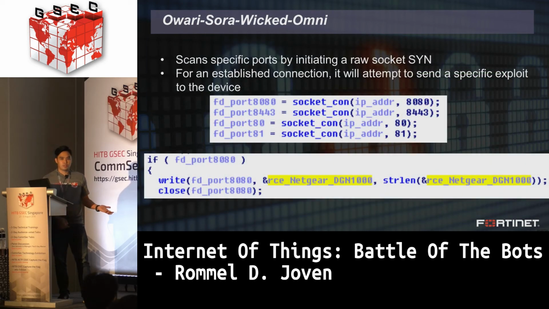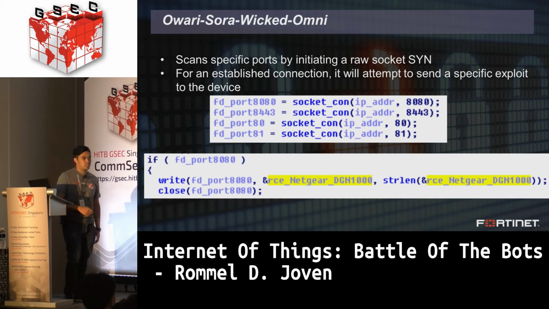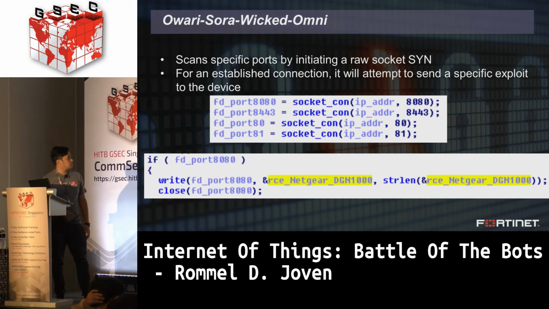With the number of exploits in it, how does this variant choose which exploit to use on the vulnerable device? What it does is scan specific ports by initiating a raw socket SYN. For example here, it tries to connect to these ports: 8080, 8443, 80, and 81. If it is able to establish that a port is open, it will use the corresponding exploit. For example, if port 88 is found to be open, it will use the RCE Netgear DGN1000 exploit. It goes the same with the other exploits mentioned.